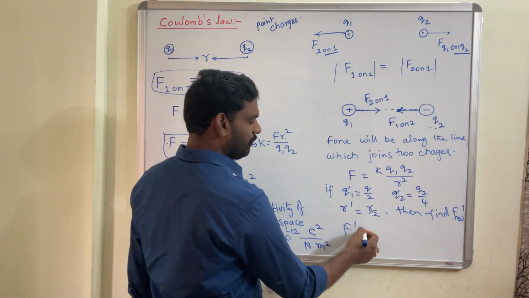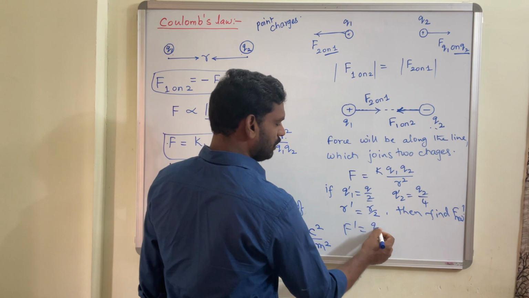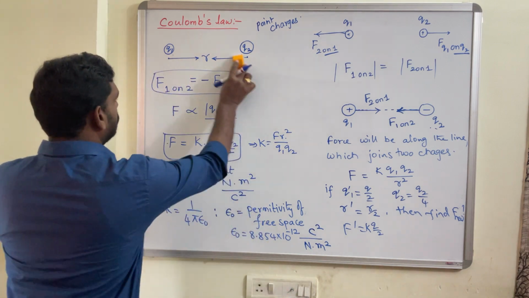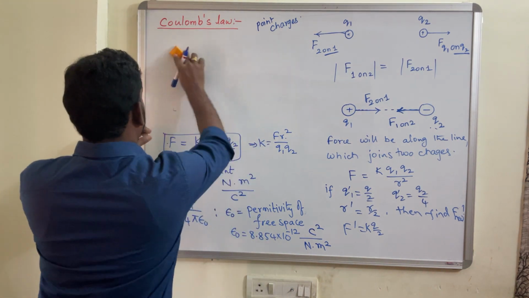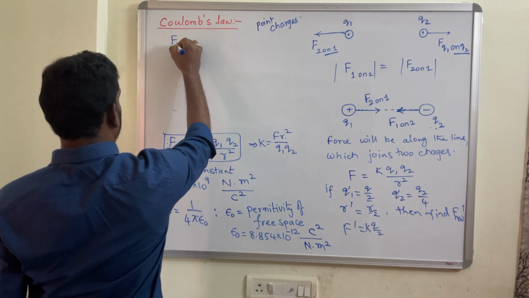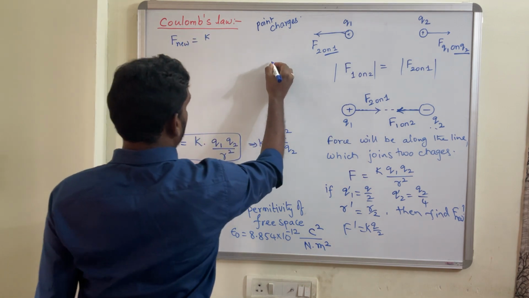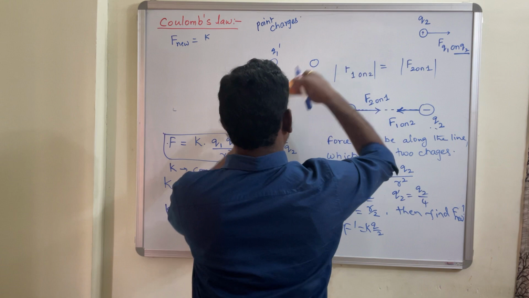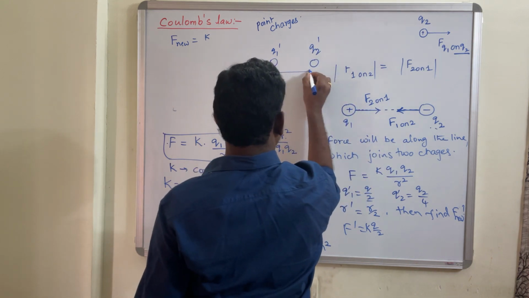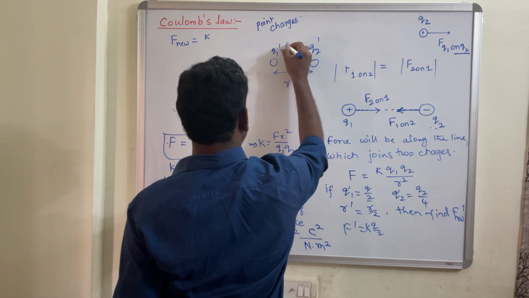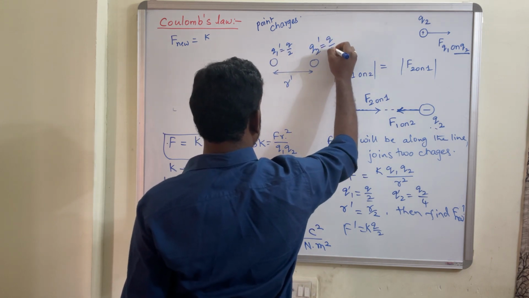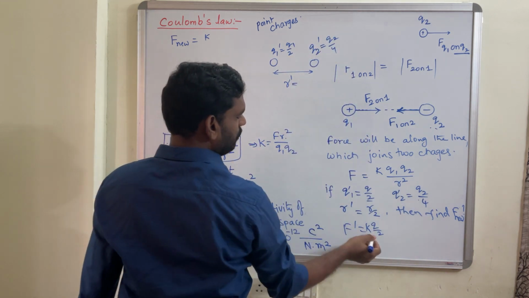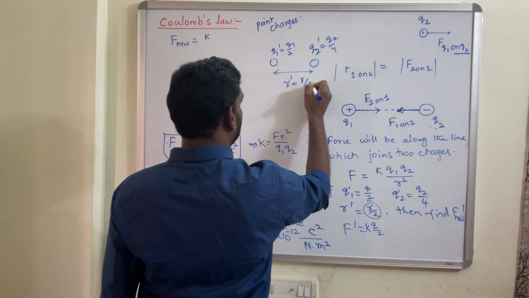So, the new force F dash is equal to, we know the formula, F is equal to k q1 q2 by r square. For the new force, one charge is q1 dash, another charge is q2 dash, and the separation between them is r dash. q1 dash is nothing but q1 by 2. q2 dash is q2 by 4. r dash is r by 2, as I gave it.